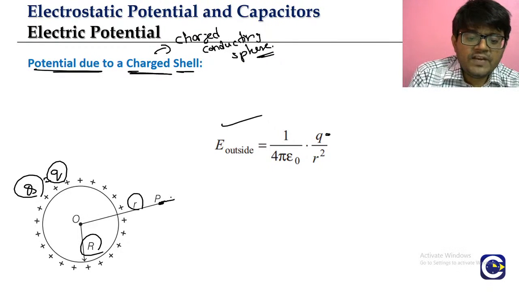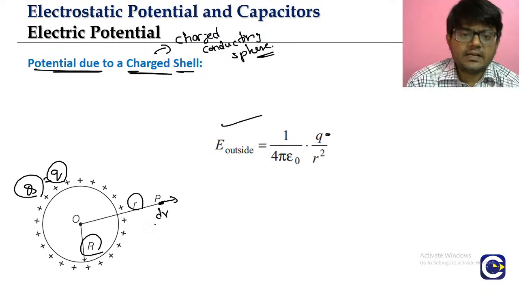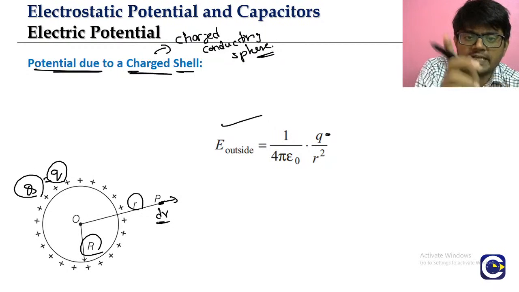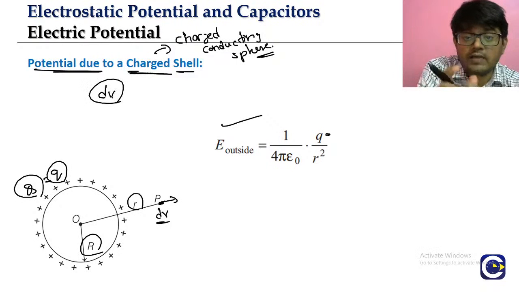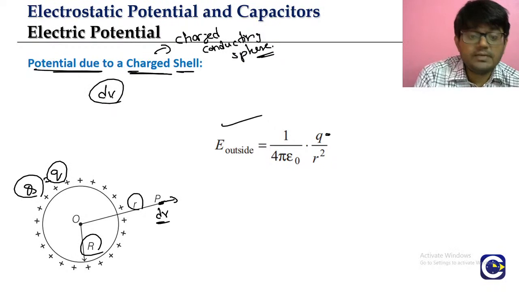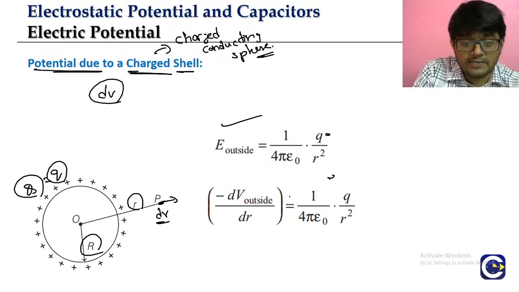The electric field is radially outwards. If you give a small displacement dr along the direction of the electric field, the corresponding potential difference will be a small value dV. We have a relation between them. What is the relation? Minus dV by dr is equal to the electric field.